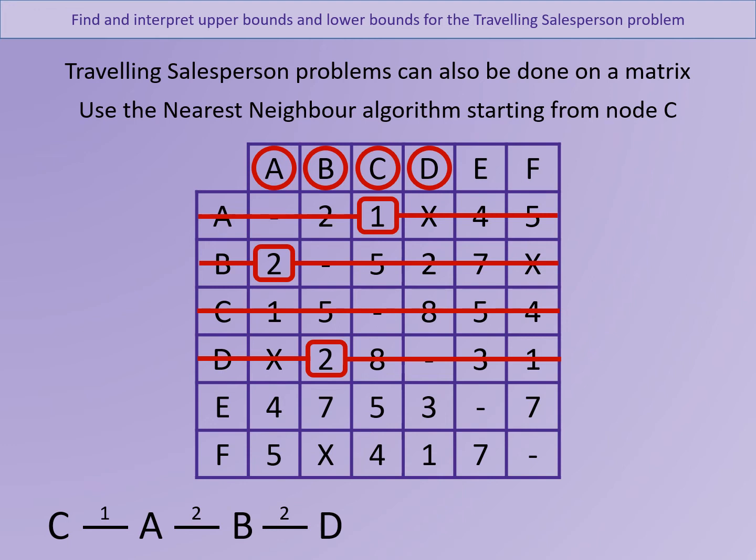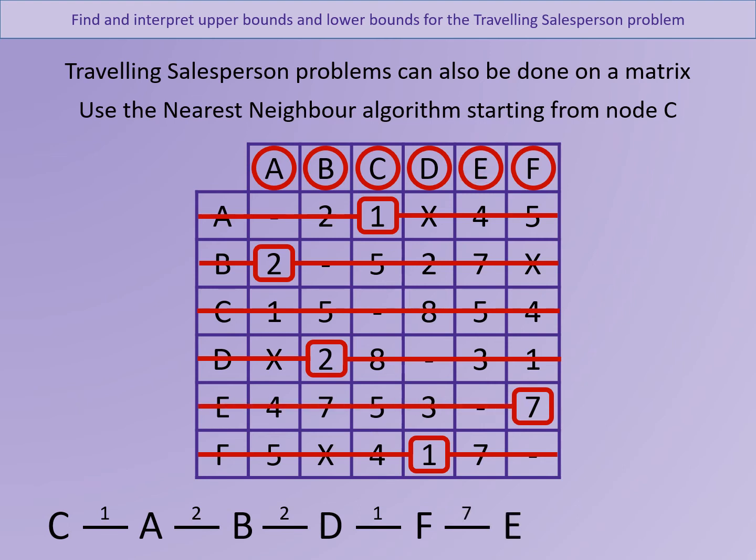The nearest neighbour to D is now F, so D to F is added and we circle and cross off F. The nearest neighbour now from F is E. It's the only place we haven't visited so far, so F to E. And then finally we need to get from E back to C, and we can see that the distance from E to C is 5. So here we have now got an upper bound of 18. That is an improvement on the previous upper bound of 19, so we're going to use that.